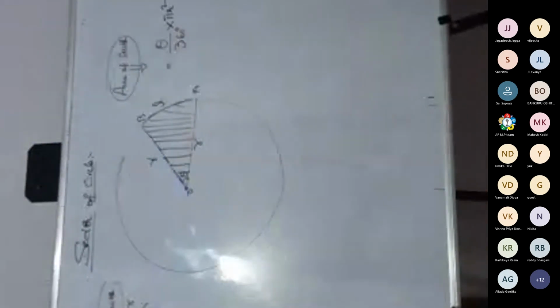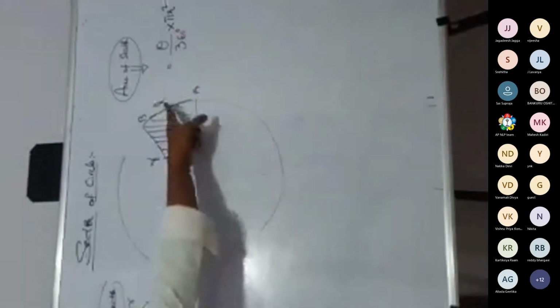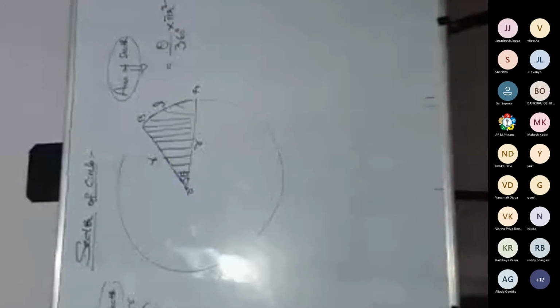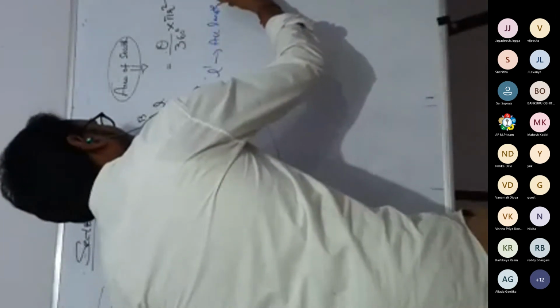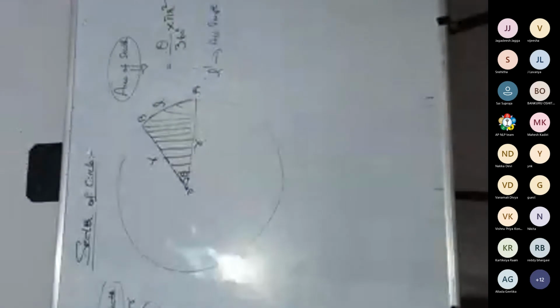Area means always you will get pi r square, because what is the area of the circle? Pi r square. So out of 360 degrees, why are we writing 360? Because for a circle the complete angle is 360 degrees. So what part of the circle does the sector occupy? That is theta by 360. Here this is L, where L represents arc length.